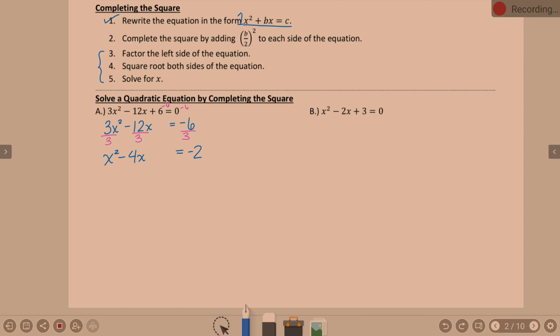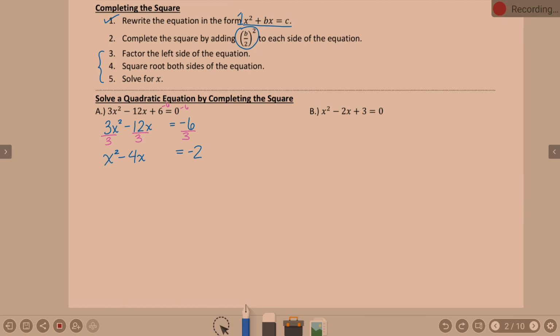Oh, and by the way, on step 1, could you have divided by 3 and then subtracted the number over? Could you have switched that order? Yes, you could have. It works the same. Okay, step 2. Complete the square by adding b over 2 squared to each side of the equation.